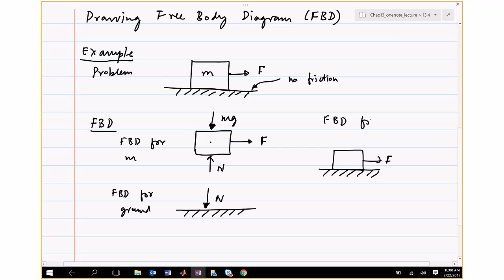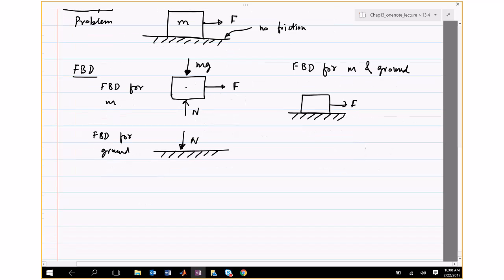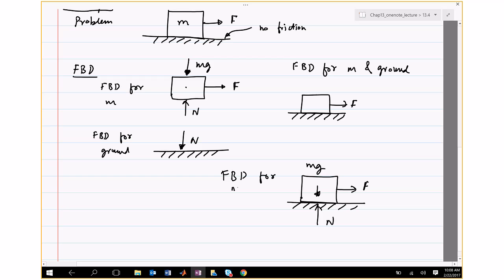FBD for M and ground. Okay. Now, something like this is incorrect. If you say this is the free body diagram for the mass M, FBD for M, then this is just wrong.